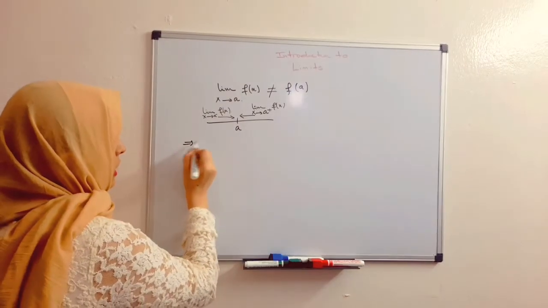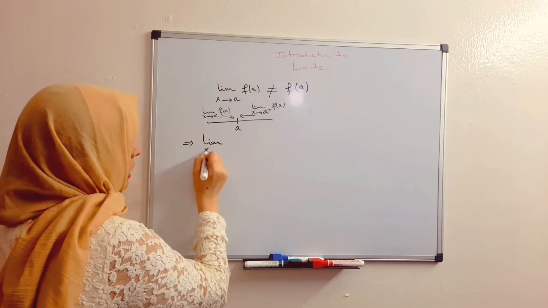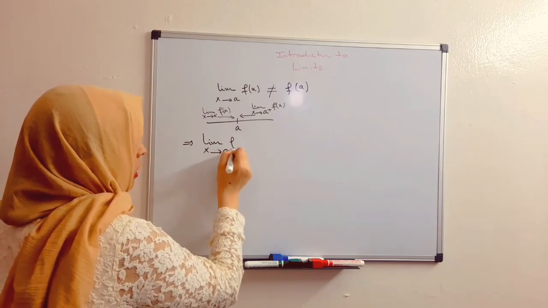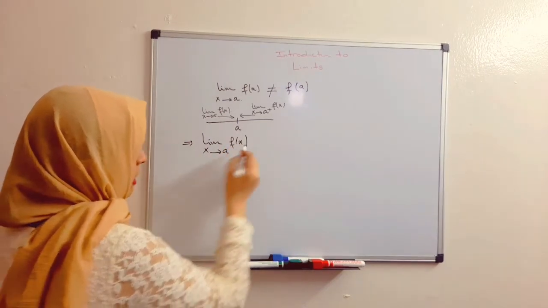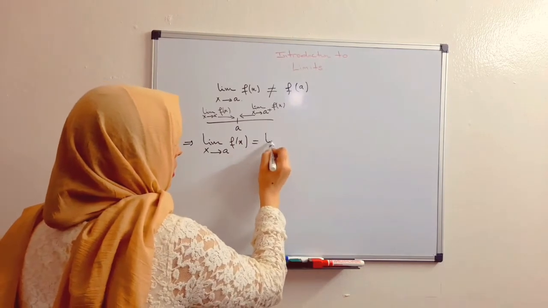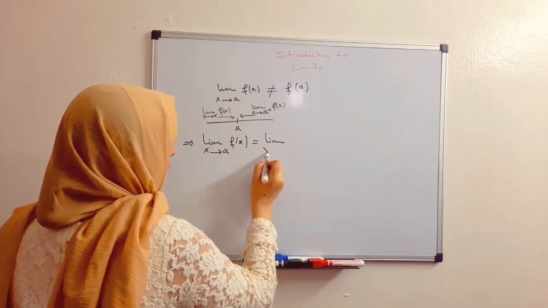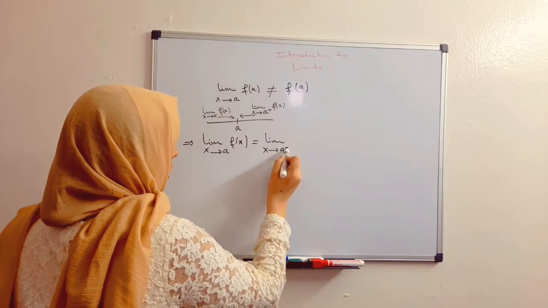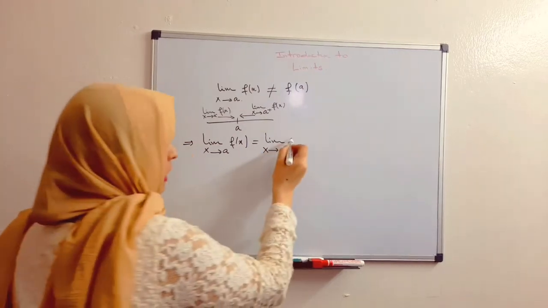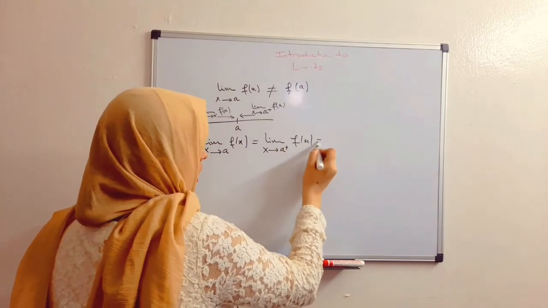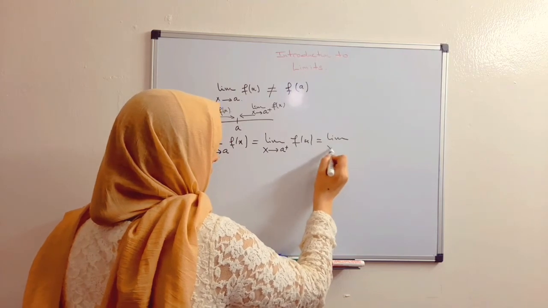So basically the limit when x tends to a of f of x must be equal to the limit when x tends to a from the right side and from the left side.